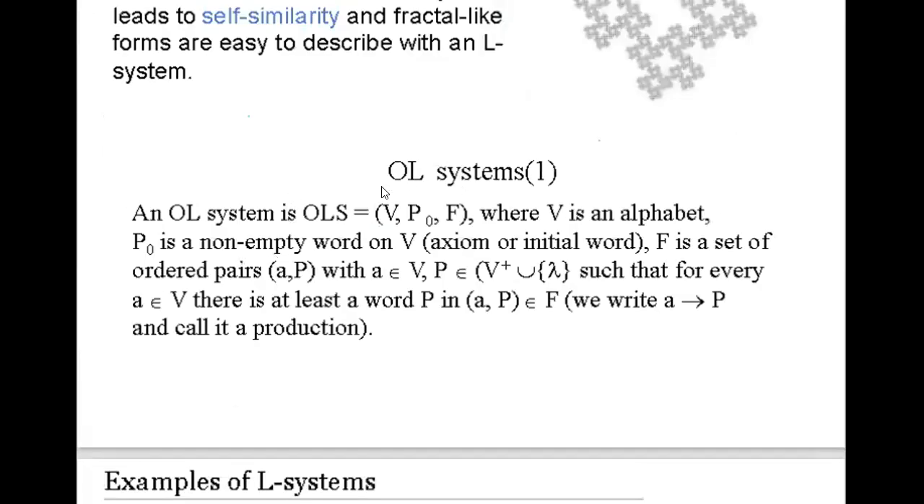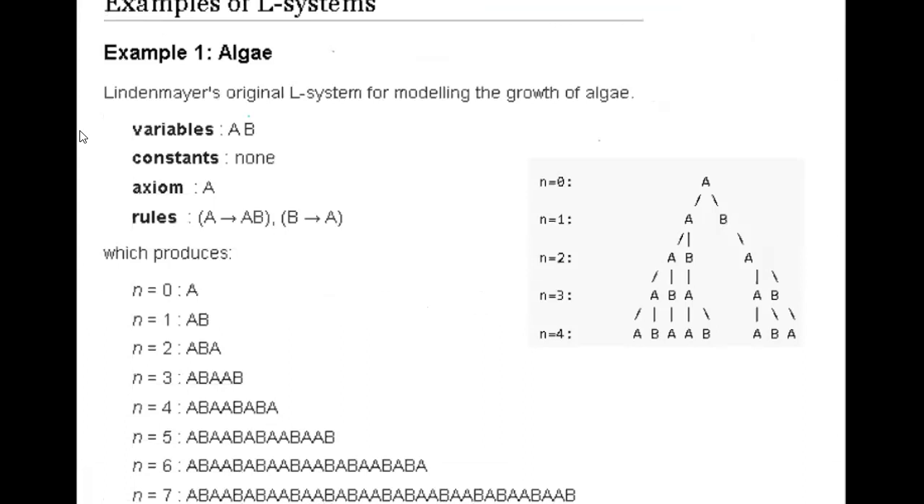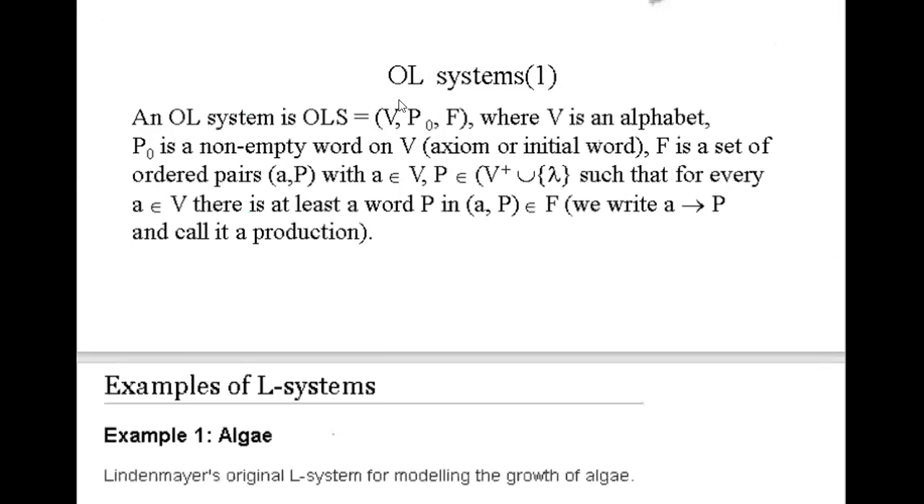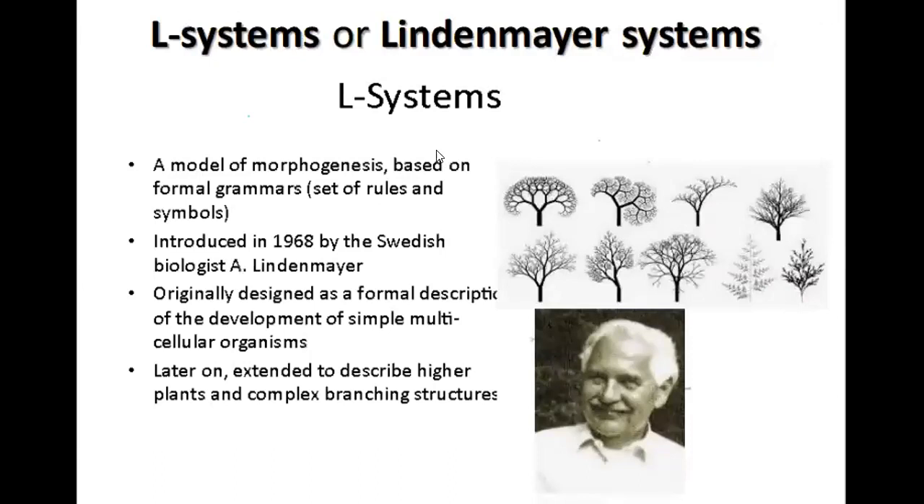So you need to have a set of alphabet. It could be finite or infinite. For simplicity, let's consider a finite set of alphabet. So V is a finite set of alphabet.